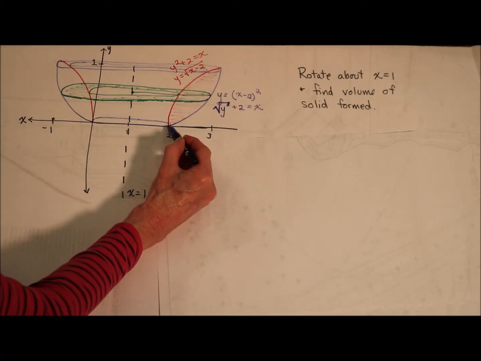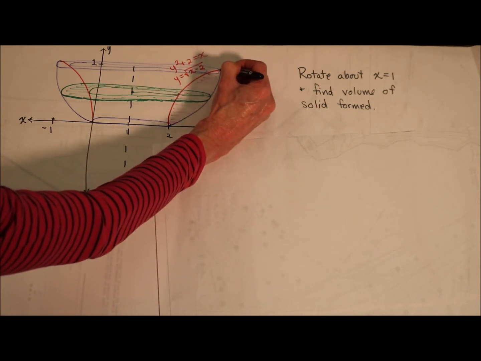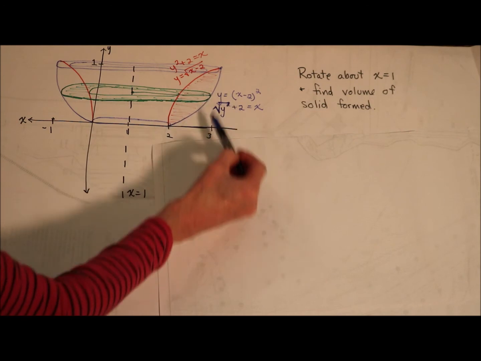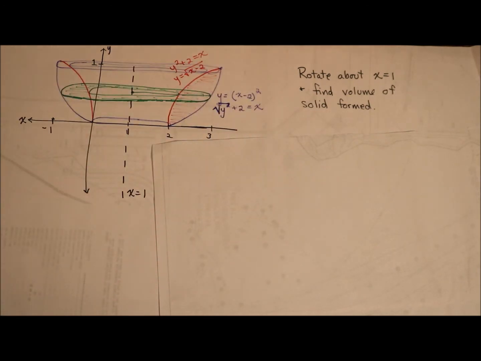The other thing I'm going to have to do is to figure out what these points are. This is clearly (2, 0), and doing a little bit of plugging and chugging, you'll see that they intersect at (3, 1). I think we have our ingredients. I think we're ready to go.